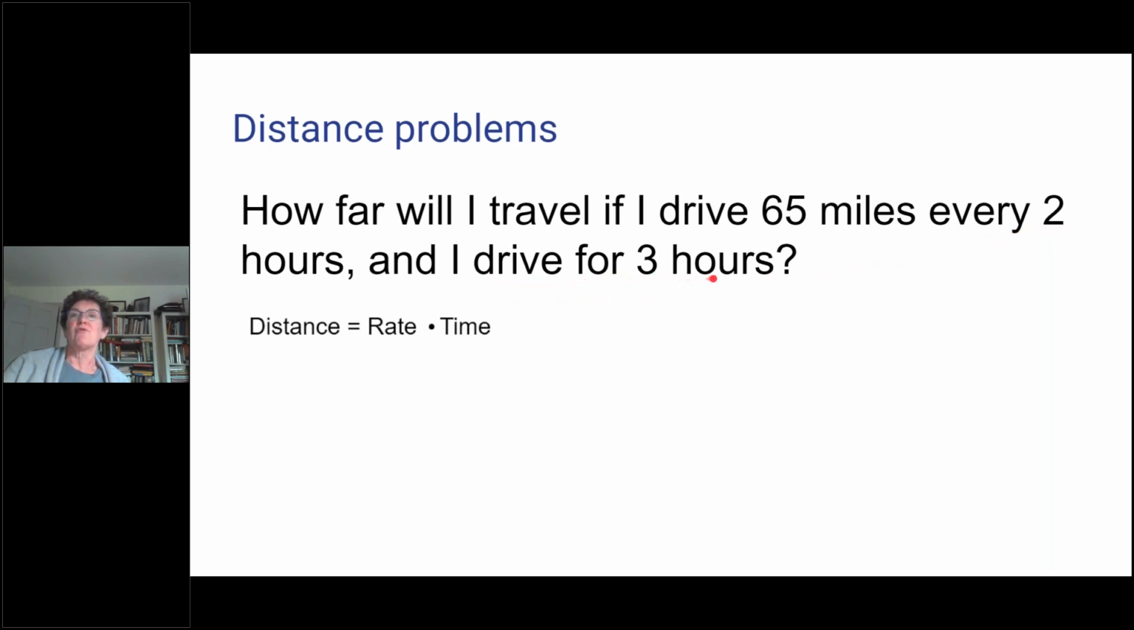And I drive for 3 hours. My time is going to be 3. So what does that look like if we write it as an equation? Here's my unknown, distance equals, here's my ratio, 65 over 2. I drive 65 miles every 2 hours. And then times my time. And I'm writing it again as a ratio to help us see how to multiply these ratios or fractions.